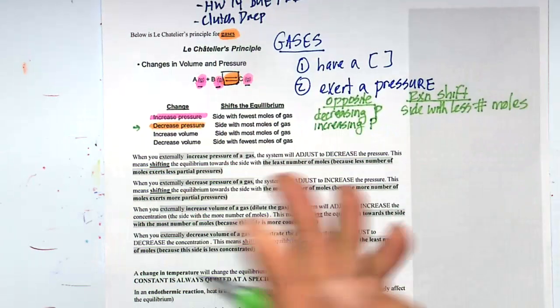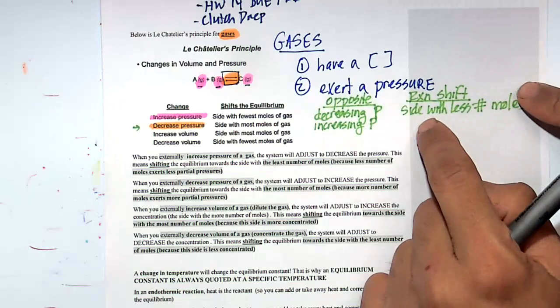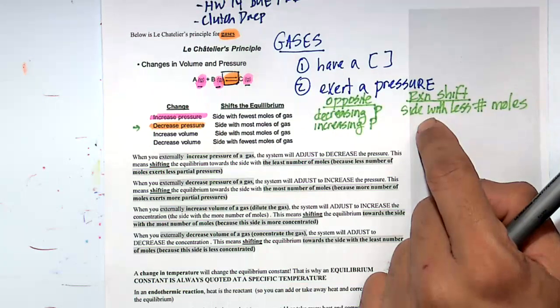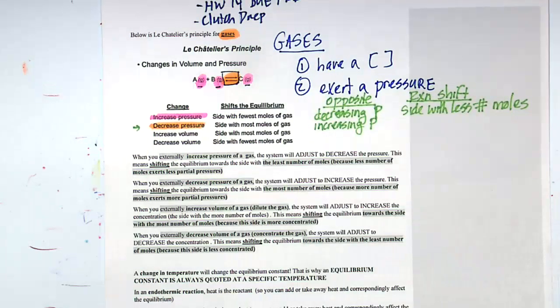Pressure P. So which way will the reaction shift that has more pressure? More number of moles or less number of moles? It's going to shift to the side with more number of moles. More moles, more pressure, more collisions. More reactions. If you have more number of moles, there's more pressure.